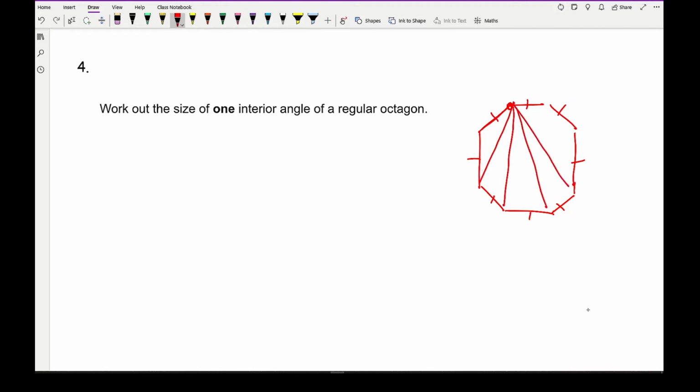And you should find that there are 6 triangles. So here we're going to do 6 times 180, so 6 times 180 equals 1080. And then we divide 1080 by the number of sides, which is 8. 1080 divided by 8 gives me an answer of 135 degrees.